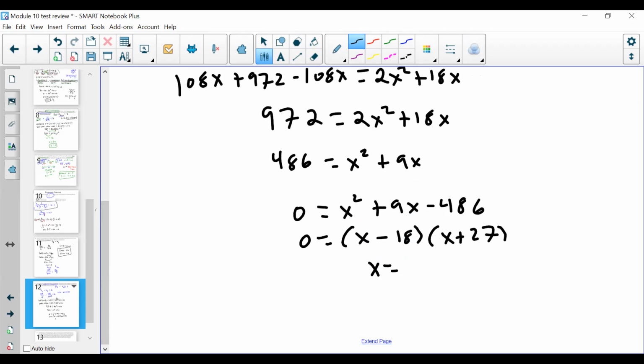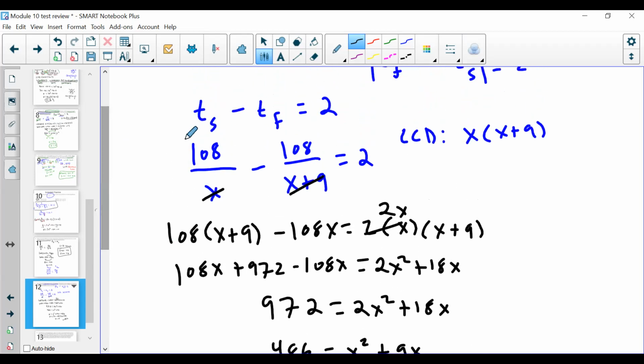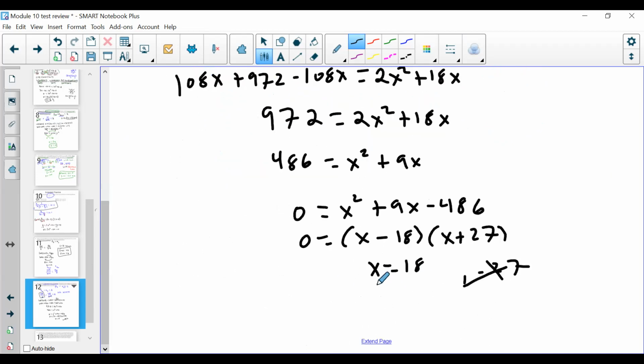And I get that x equals 18 or negative 27. This negative 27 doesn't really make any sense. So we can cross that out and figure out that x equals 18. So that's the speed. If I go back to my original problem, how I set it up, I said the speed of the slower car is x. So this tells me that the speed of the slower car is 18, and the speed of the faster one actually ends up being 27 as well.